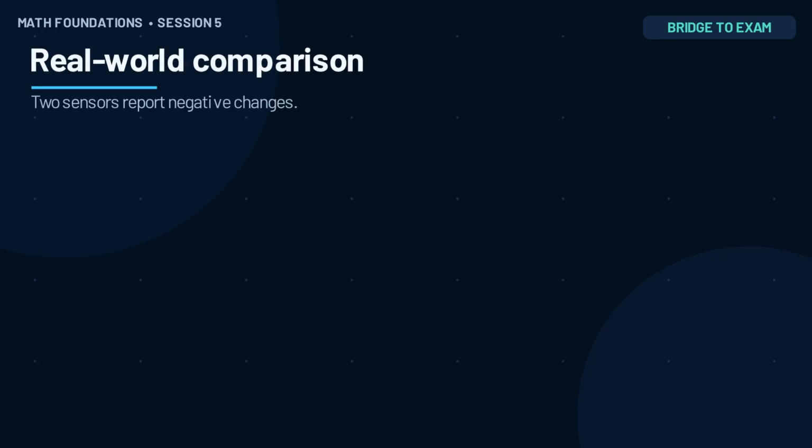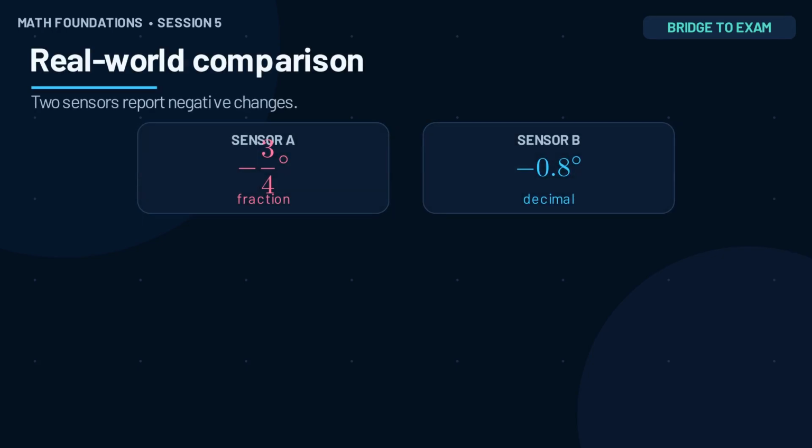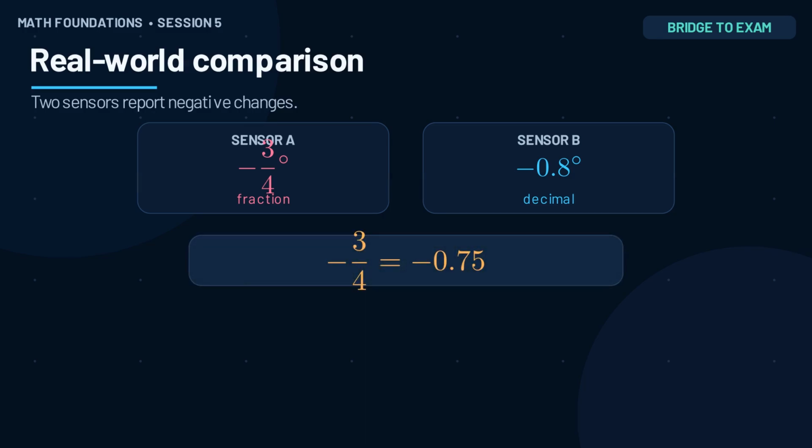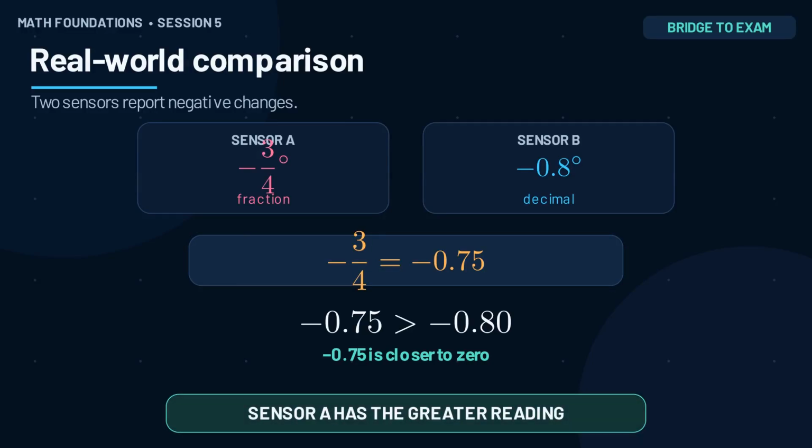Two sensors report changes of negative 3/4 of a degree and negative 0.8 degrees. Which change is greater? Step 1. Convert negative 3/4 to negative 0.75. Step 2. Compare negative 0.75 and negative 0.80. Step 3. Negative 0.75 is closer to 0 and farther right. Therefore, negative 3/4 of a degree is the greater reading, even though both changes are negative.